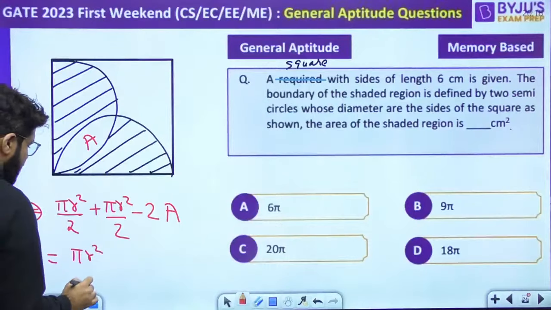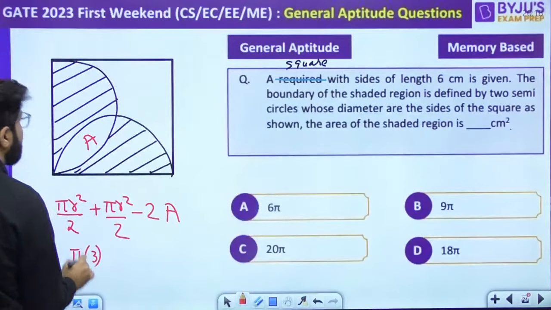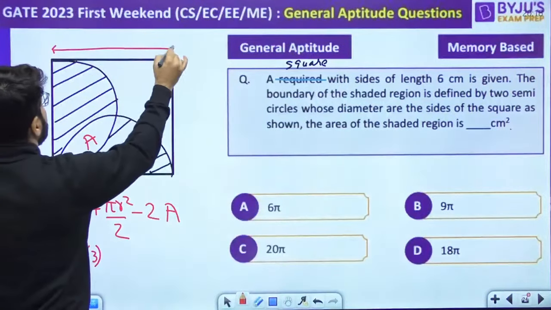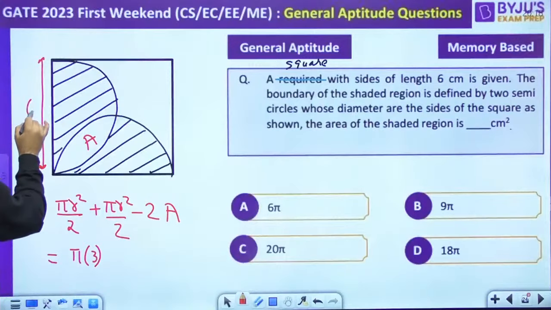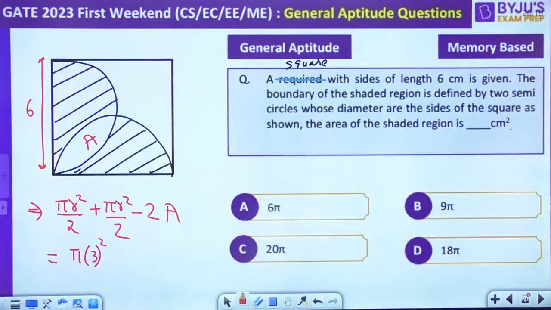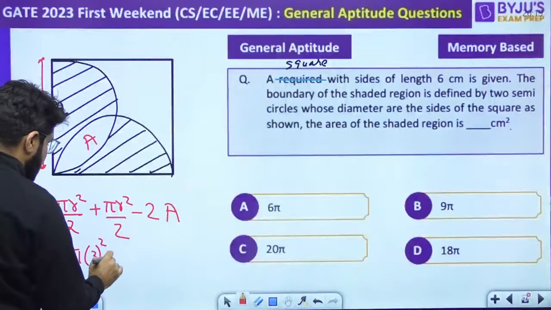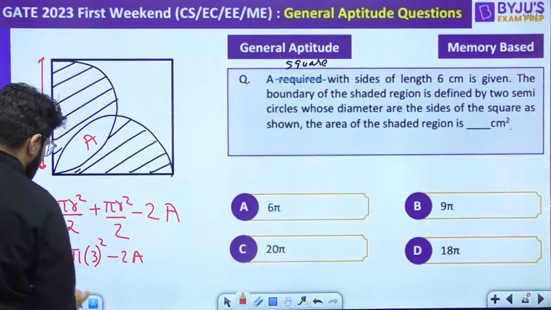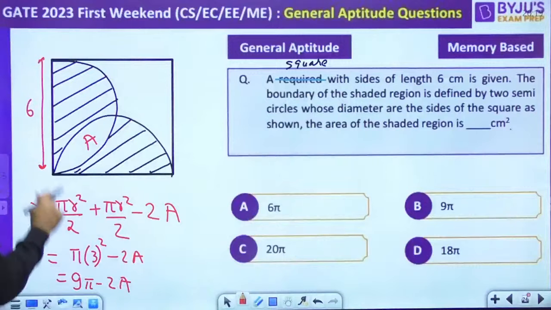So pi r square. If we put in the value of r, what is the value of r? R is equal to 3, because the side of the square is given to you as 6, so the radius will be 3. The diameter is equal to the side, that is 6. So pi into 3 square, pi r square, minus twice of a. Now that is 9 pi minus 2a. What is the value of a? Let's work out this case separately.